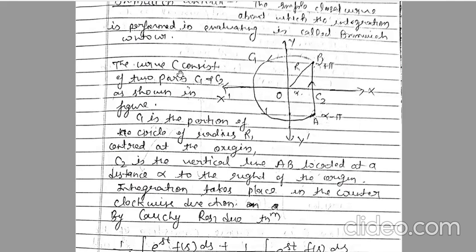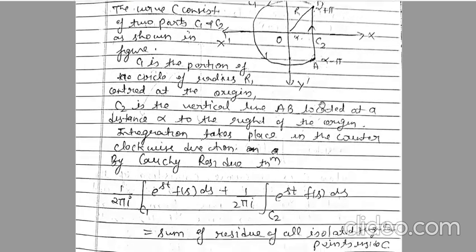So the curve C consists of two parts, C1 and C2, as shown in the figure. C1 is the portion of the circle of radius R centered at the origin. C2 is the vertical line AB located at a distance alpha to the right of the origin. This is your vertical line, located at alpha distance to the right of the origin. Integration takes place in the contour in the clockwise direction, as you can see in our direction.